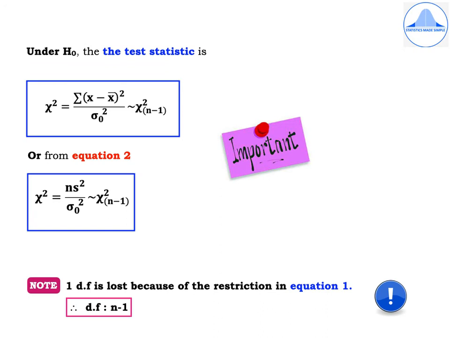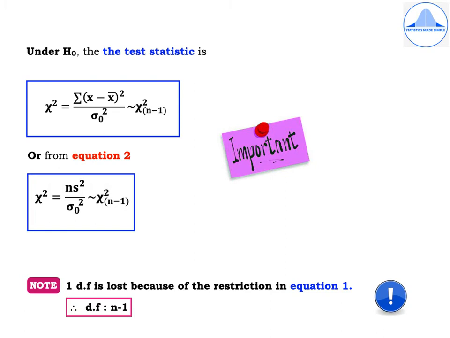Under H naught, the test statistic is chi-square equal to summation x minus x bar the whole square divided by sigma naught square, which follows chi-square with n minus 1 degrees of freedom. Or from equation 2, we get chi-square is equal to n s square by sigma naught square, which follows chi-square with degrees of freedom n minus 1.